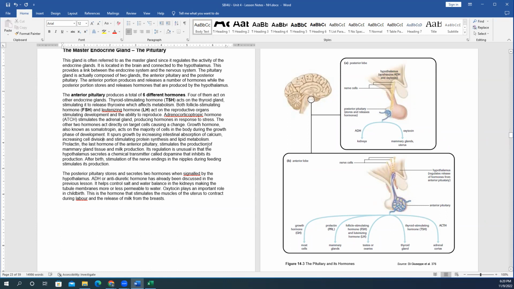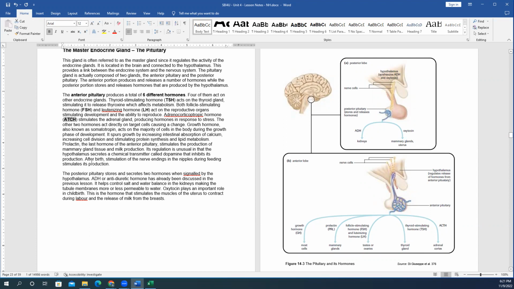There's another hormone called the adrenocorticotropic hormone, ACTH. This hormone, also shown here, has an effect on the adrenal gland, more specifically on the adrenal cortex. And this then produces hormones in response to stress.